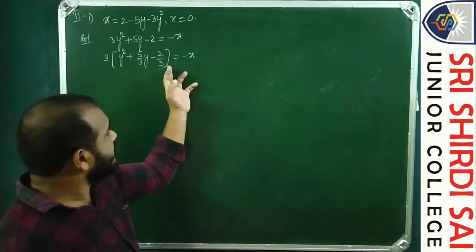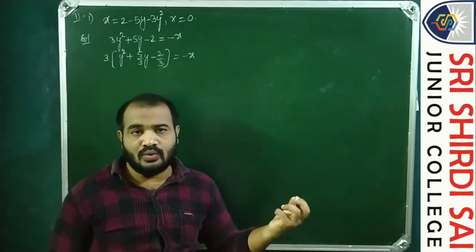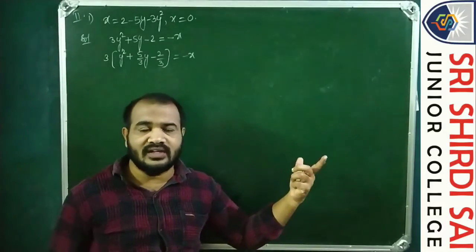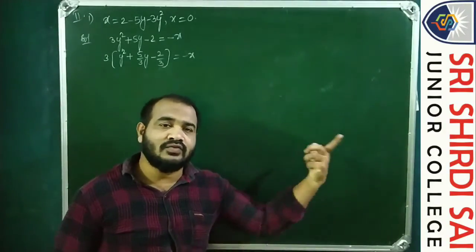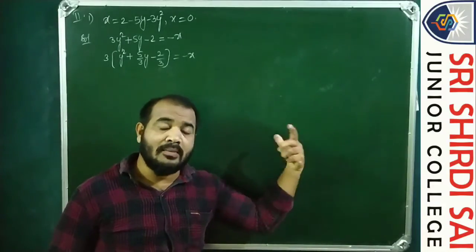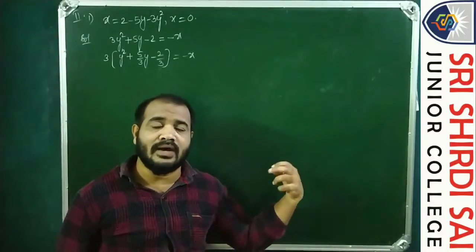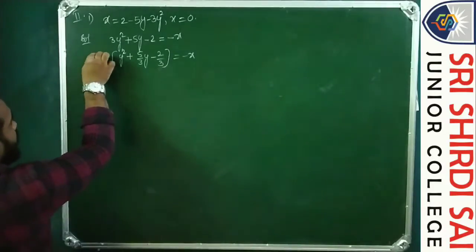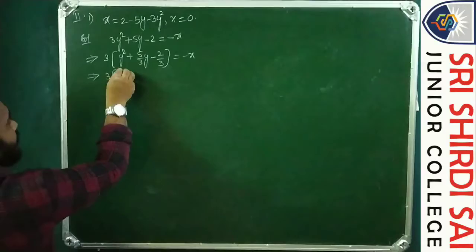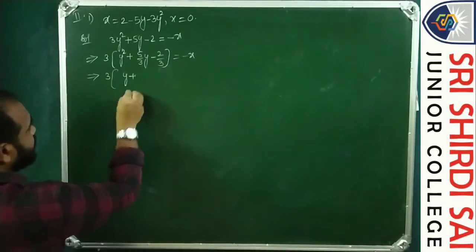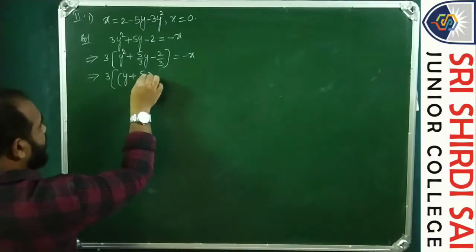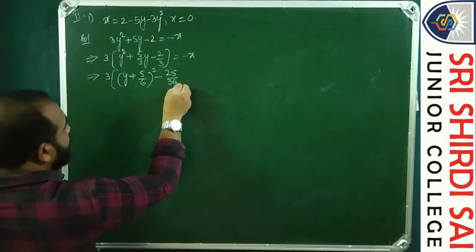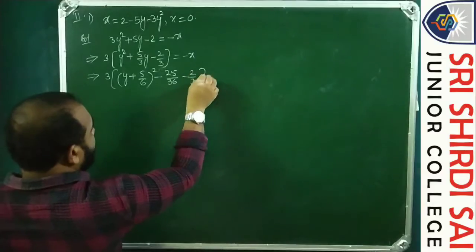Why I am doing this is to know the behavior of the curve, whether it is y square equals to minus 4x or y square equals to plus 4x type. That is, y minus k whole square equals to plus 4a x minus h or minus 4a x minus h, likewise. So this is equals to 3 into y plus 5 by 6 whole square minus 25 by 36 minus 2 by 3 is equals to minus x.